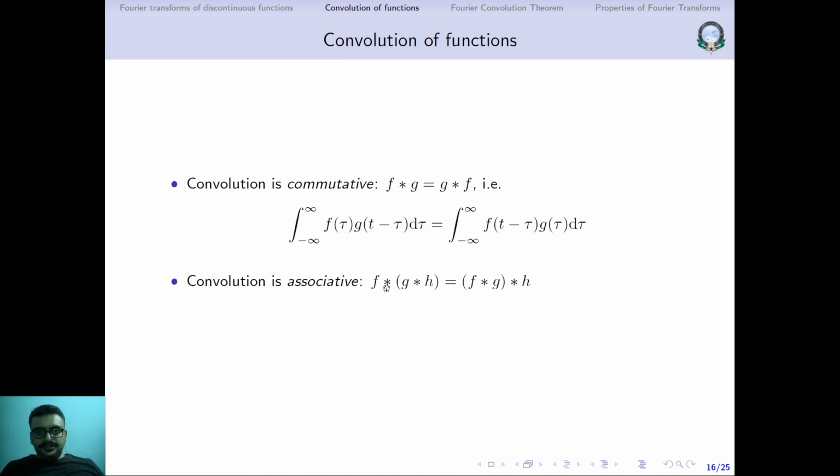Convolution is also associative. It does not matter. Suppose I am having three functions f, g and h. It does not matter which convolution you perform first. The result is going to be just the same.